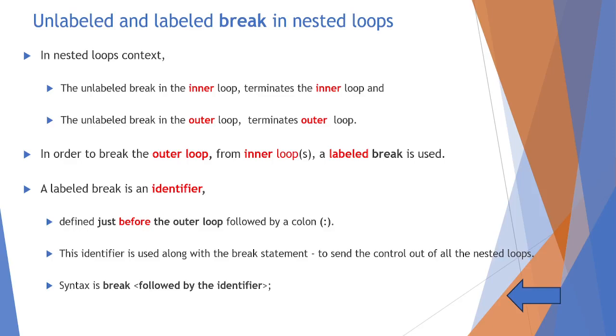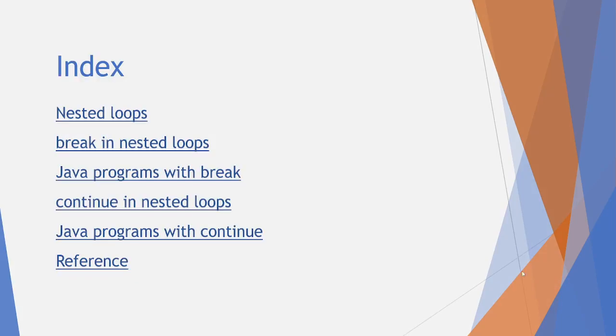Now, what is the labeled break? It's an identifier or name. This name is defined just before the outer loop, followed by a colon. Once it is defined, it can be used along with the break statement in the inner loops to send the control out of all the nested loops. Syntax is break followed by the identifier defined. Now let's see a Java program.